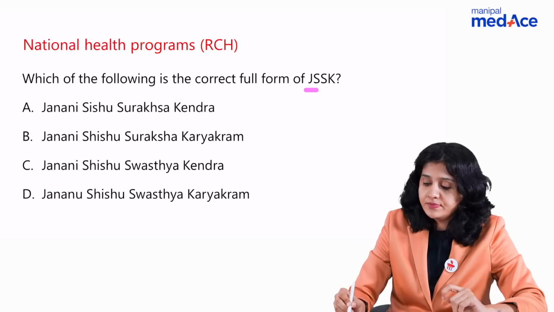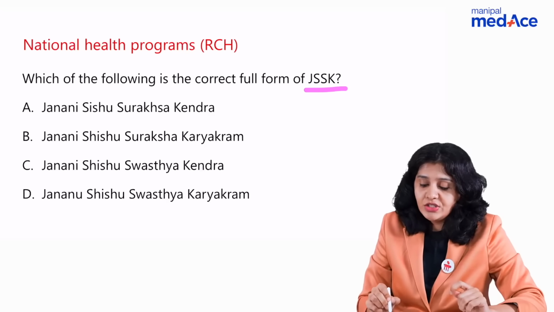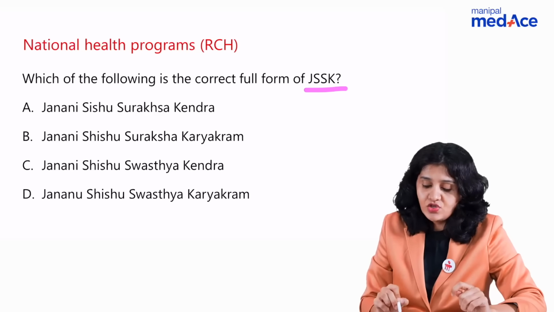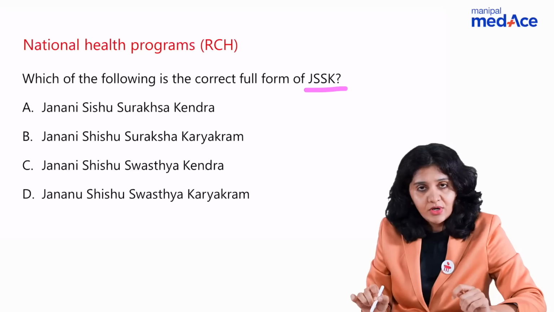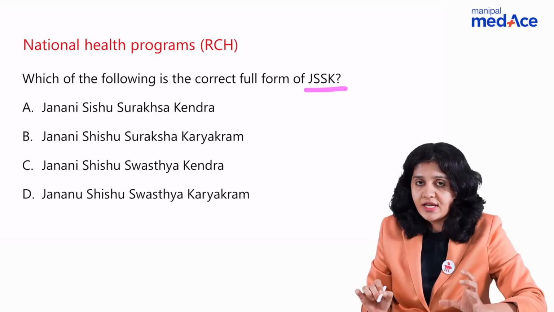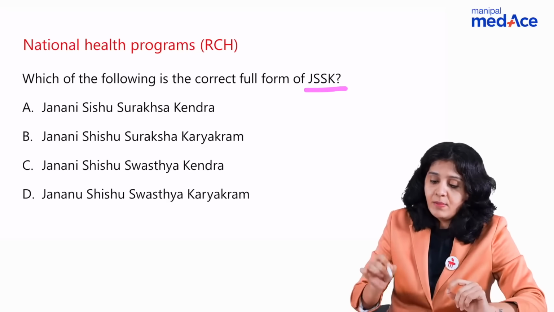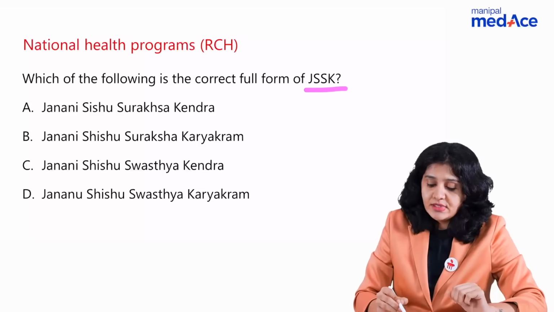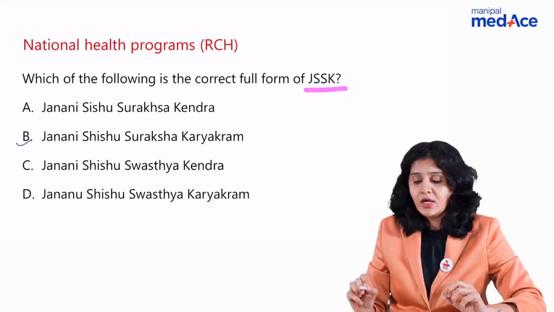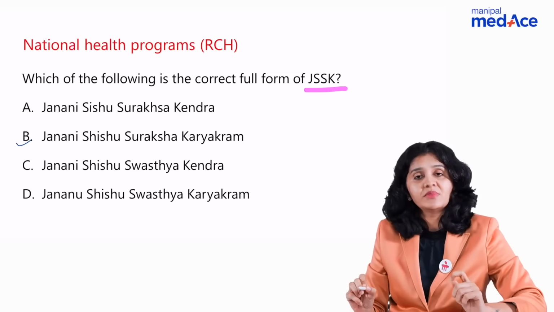All right. So is it Janani Shishu Suraksha Kendra, Janani Shishu Suraksha Karyakrama, Janani Shishu Swasthya Kendra, Janani Shishu Swasthya Karyakrama? Options are very carefully designed so that they can confuse you, but I'm sure you've all marked it correctly because we've discussed this. So the correct answer is Janani Shishu Suraksha Karyakrama. All right. So this is one of the schemes under RCH.